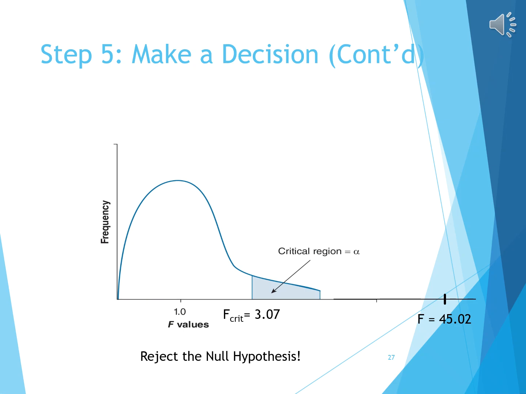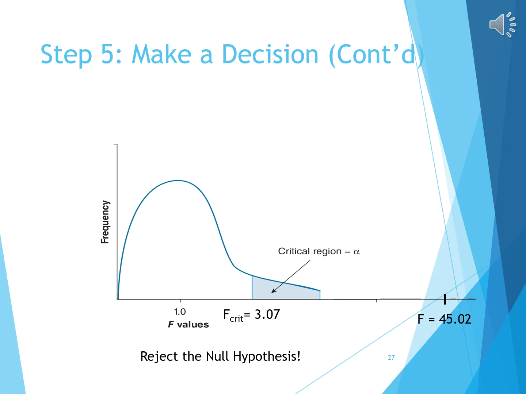So if we draw this out, we get an F distribution where the F critical that we just found was 3.07, and that basically sets up the critical region to the right of that. The nice thing about the F distribution is you're only ever worried about the right side of the distribution, essentially. Well, our observed F statistic was 45.02.